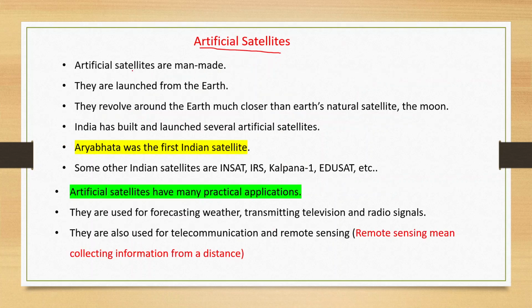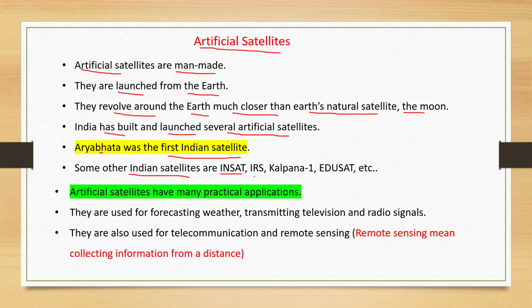Artificial satellites. Artificial satellites are man-made. They are launched from the Earth. They revolve around the Earth much closer than Earth's natural satellite, the Moon. India has built and launched several artificial satellites. Aryabhat was the first Indian satellite. Some other Indian satellites are INSAT, IRS, Kalpana First, EduSat, etc.